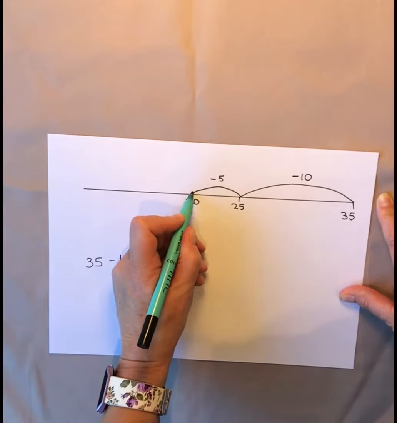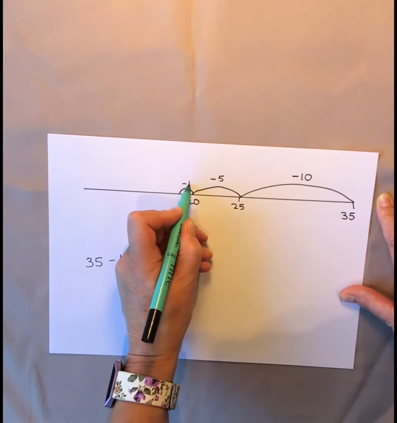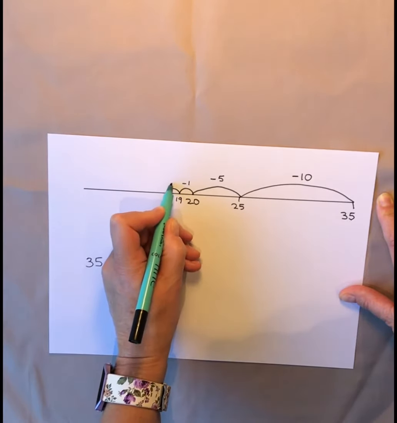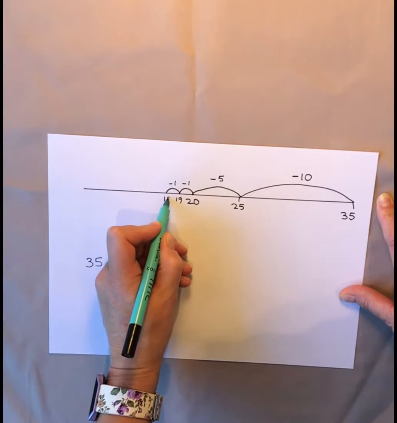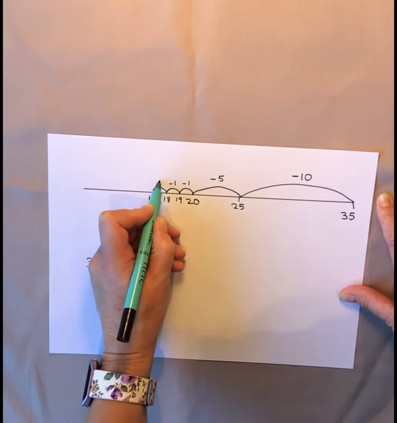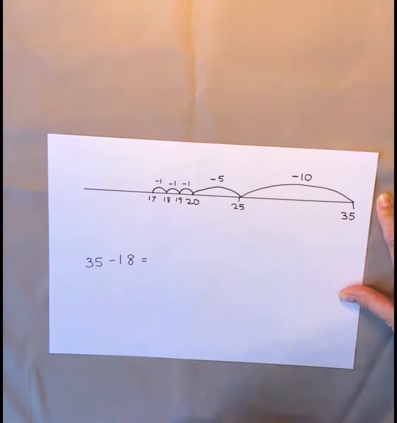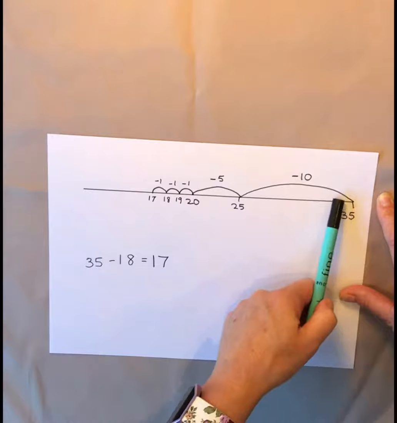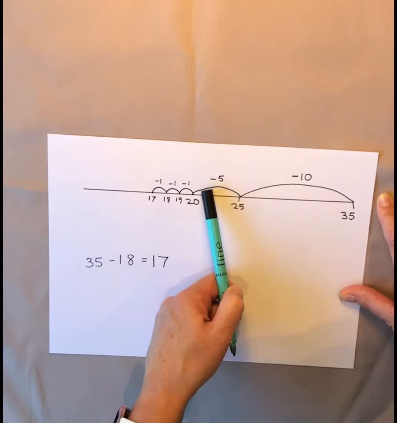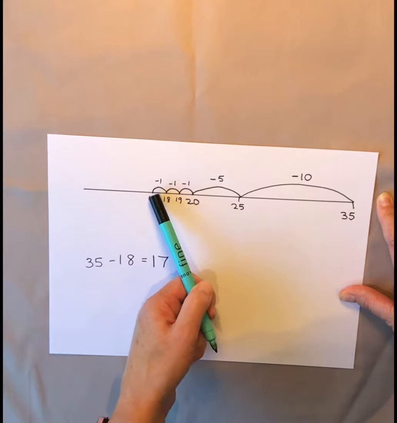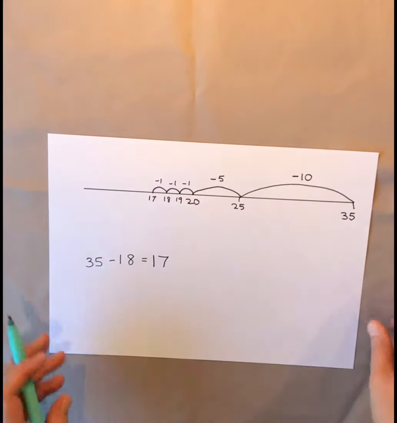So from 20 minus 1 will be 19. Another one will be 18. And taking away 1 more will be 17. So I know my answer is 17 because I've taken away 10 and then 5 and then another 3, and I got to 17.